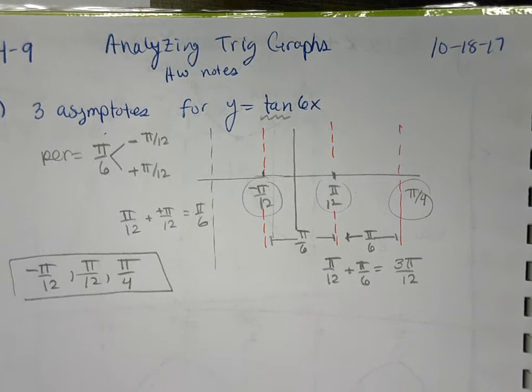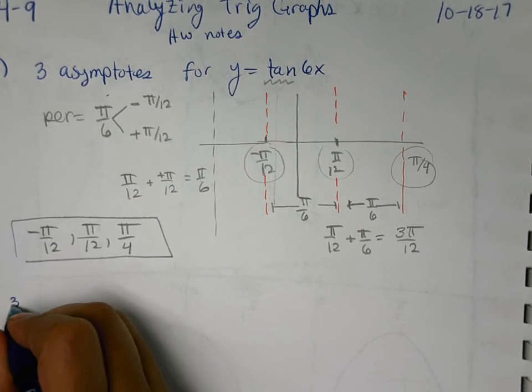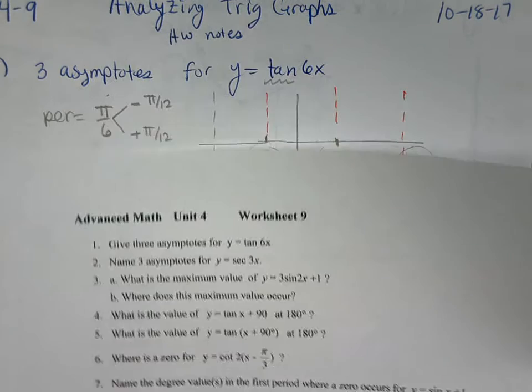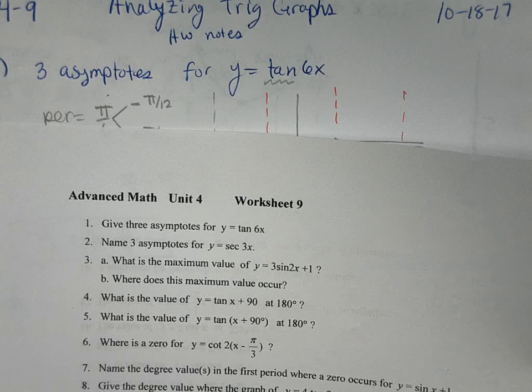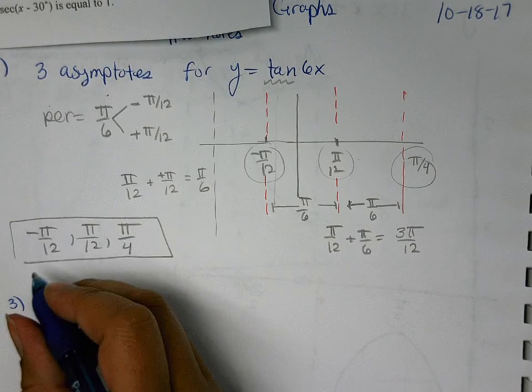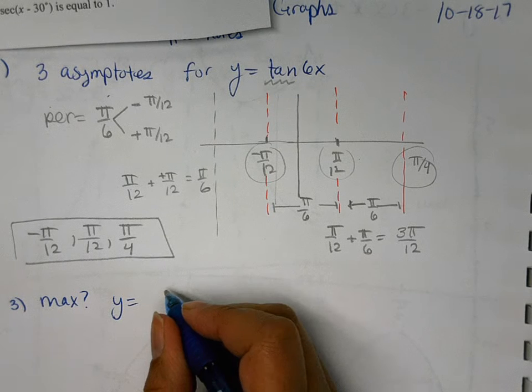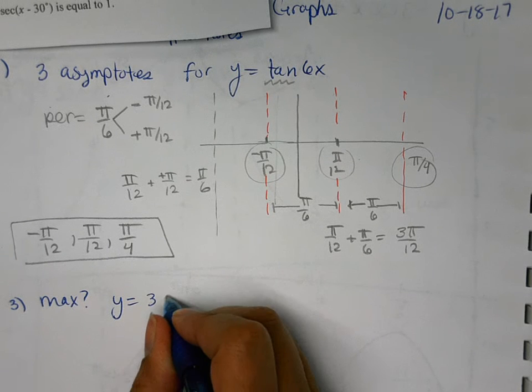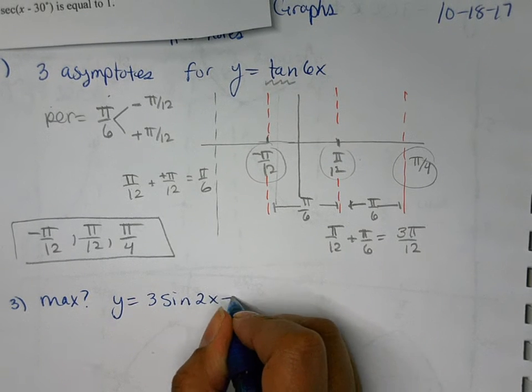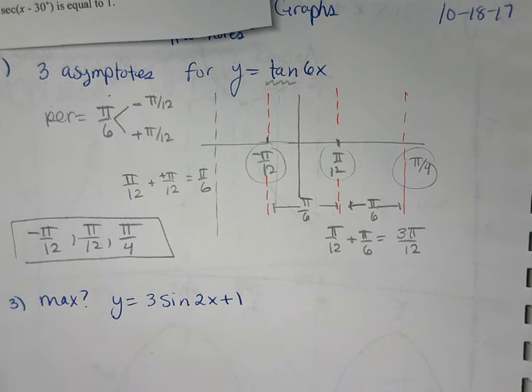All right. Next one I'm going to do is number 3. What is the maximum value of y equals 3 sine 2x plus 1? Can anybody without graphing tell me what the max is?